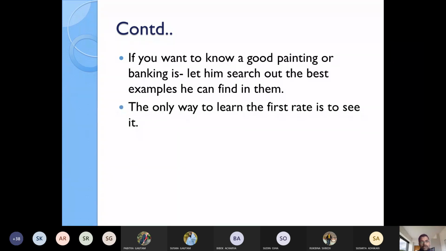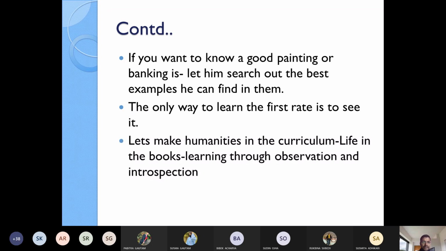So the only way to learn the first rate is to see it, not simply to turn the pages of the book, my dear students. Let's bring life into the books through the humanities curriculum. A book is a non-living thing, but we can make it living when we connect the books to our society, to our reality, learning through observation and introspection. Introspection means a deep level of analysis. Observation means you go and you see.